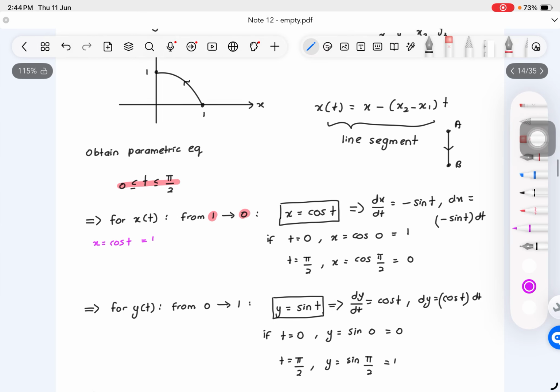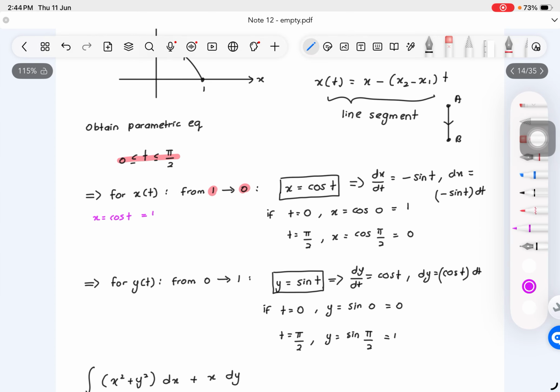Okay, so your equation is x is equal to cos t, and the first value of x is equal to 1. You need to think, what is the value of t so that your value of x is equal to 1? So you know that cos 0 is equal to 1, right? So meaning that your t is equal to 0.